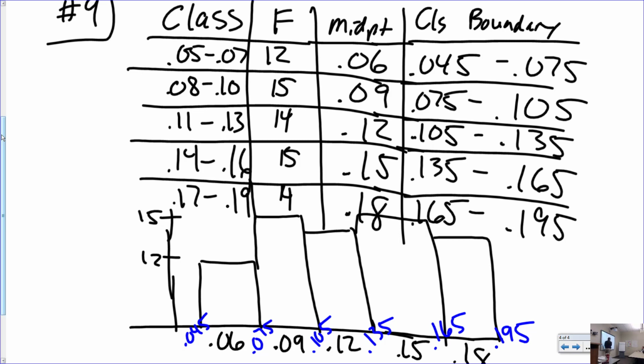There's 12 numbers that are basically 0.06. There are 15 numbers that are basically 0.09, right? So that's the idea, is that they're trying to tell you how many of this number there are. And so if you put in the class boundaries, then you're saying, oh, I've got 12 numbers that are between 0.045 and 0.075. I've got 15 numbers between those. Again, that's the idea.